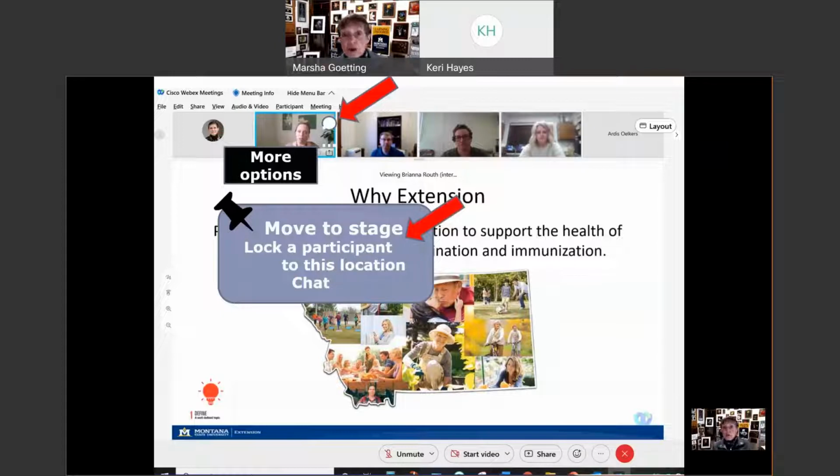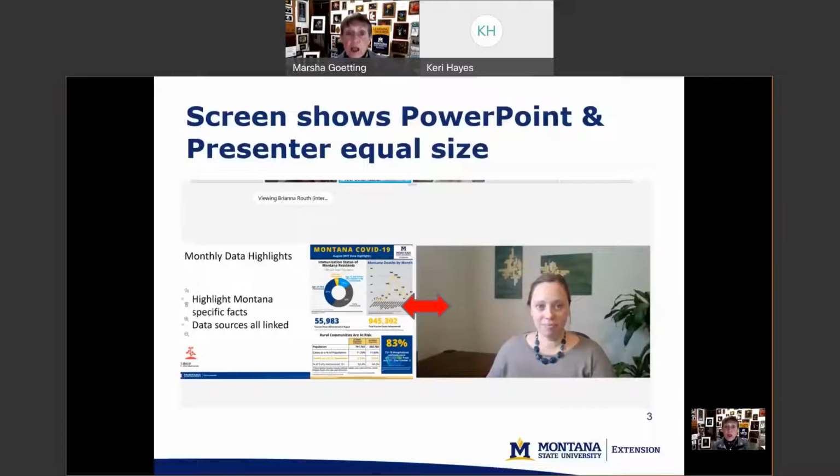While they were talking, I was wondering what the stage is. So I played around with it. And if you're like me, you might be afraid that if I do anything like that, I'll just lose everything. Now, you could practice, and if you do lose us, come back in, not a problem. But anyway, I figured out that if you move to a stage, this is what happens. What it does then is show the PowerPoint and the presenter in equal size.